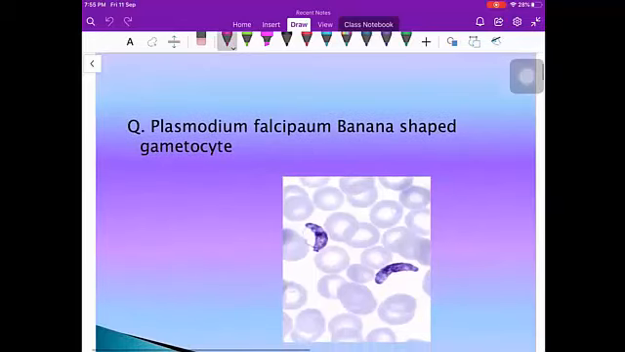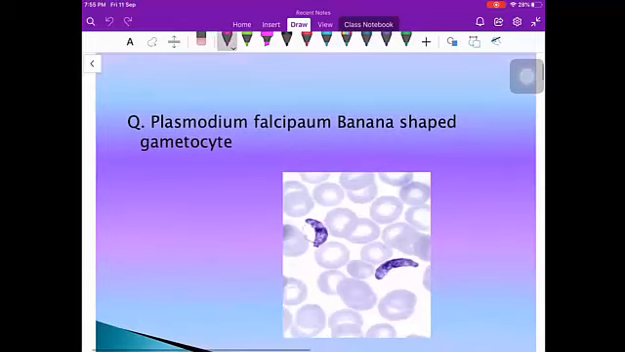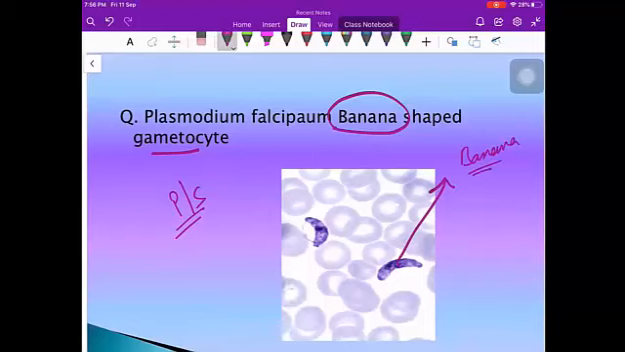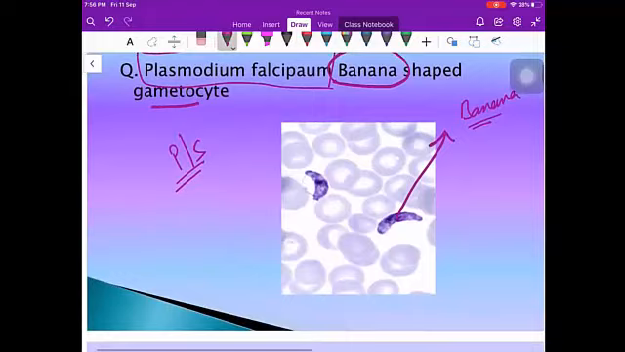So in part 2, the first image I'm showing was an image of a peripheral smear. Most probably taken in a patient presented with malaria, that is high grade fever with chills. This peripheral smear image shows banana shaped gametocytes. So it is Plasmodium falciparum.